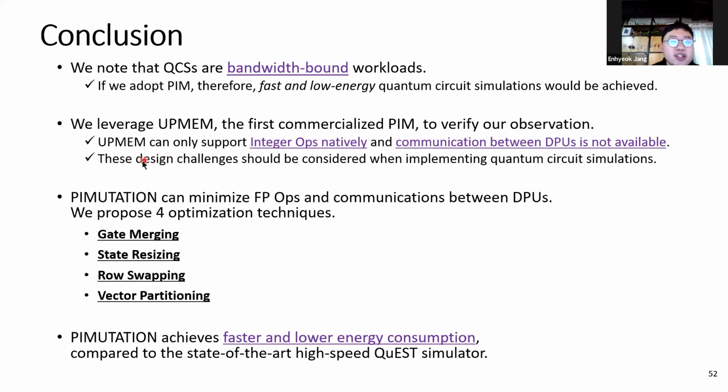But there are several challenges. UPMEM only supports integer operations natively, and communication between DPUs is not feasible. To mitigate this overhead, we propose 4 optimization techniques: gate merging, state resizing, row swapping, and vector partitioning. And PIMutation achieves faster and lower energy consumption than the state-of-the-art Quest simulator.